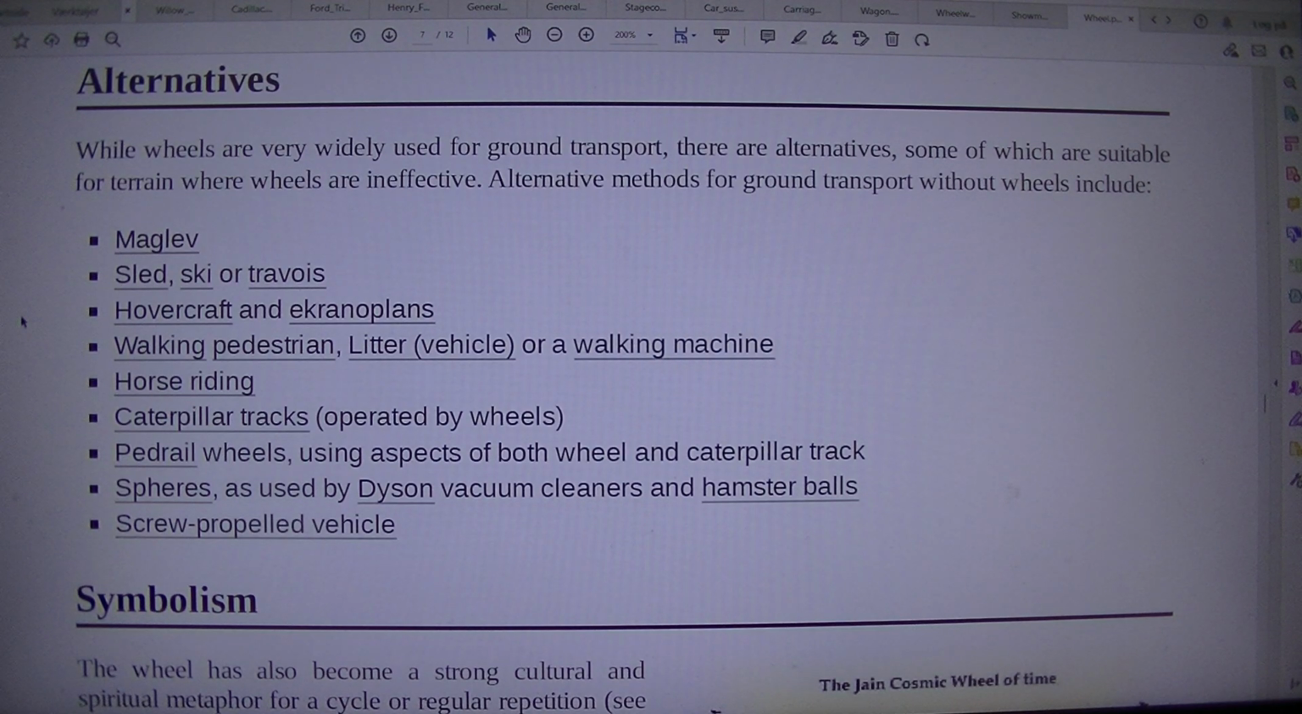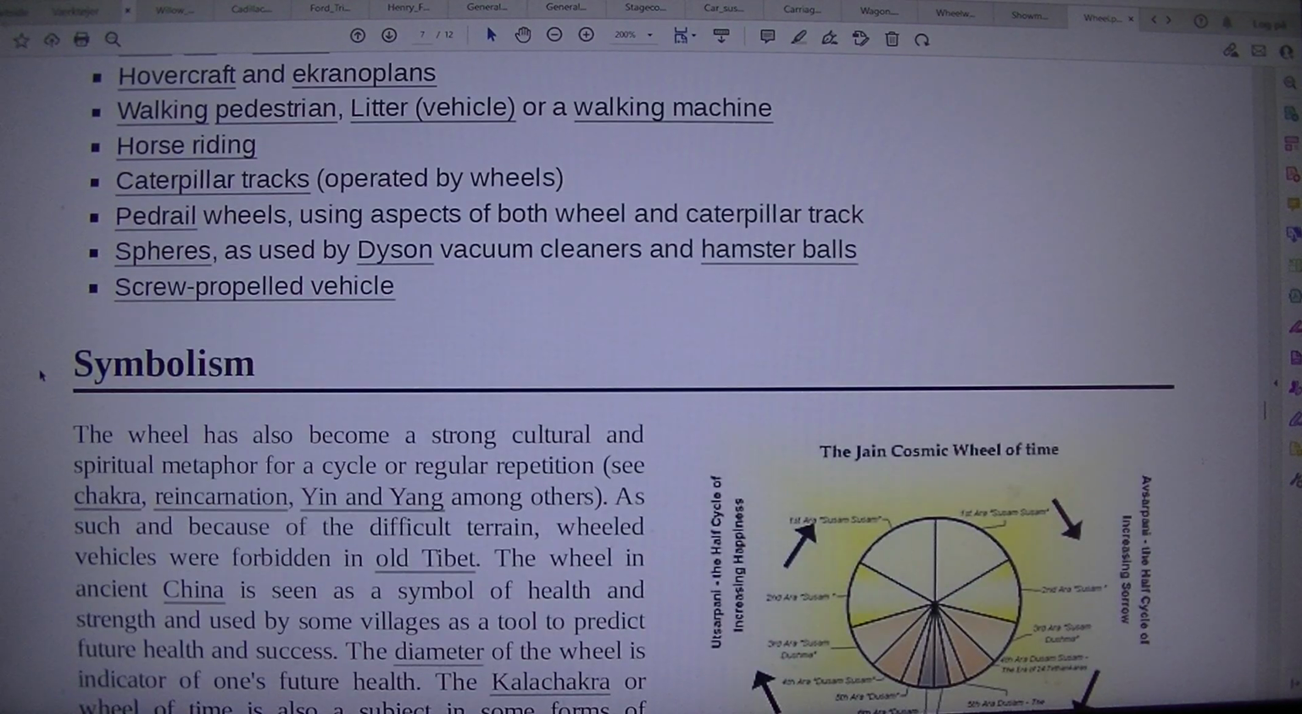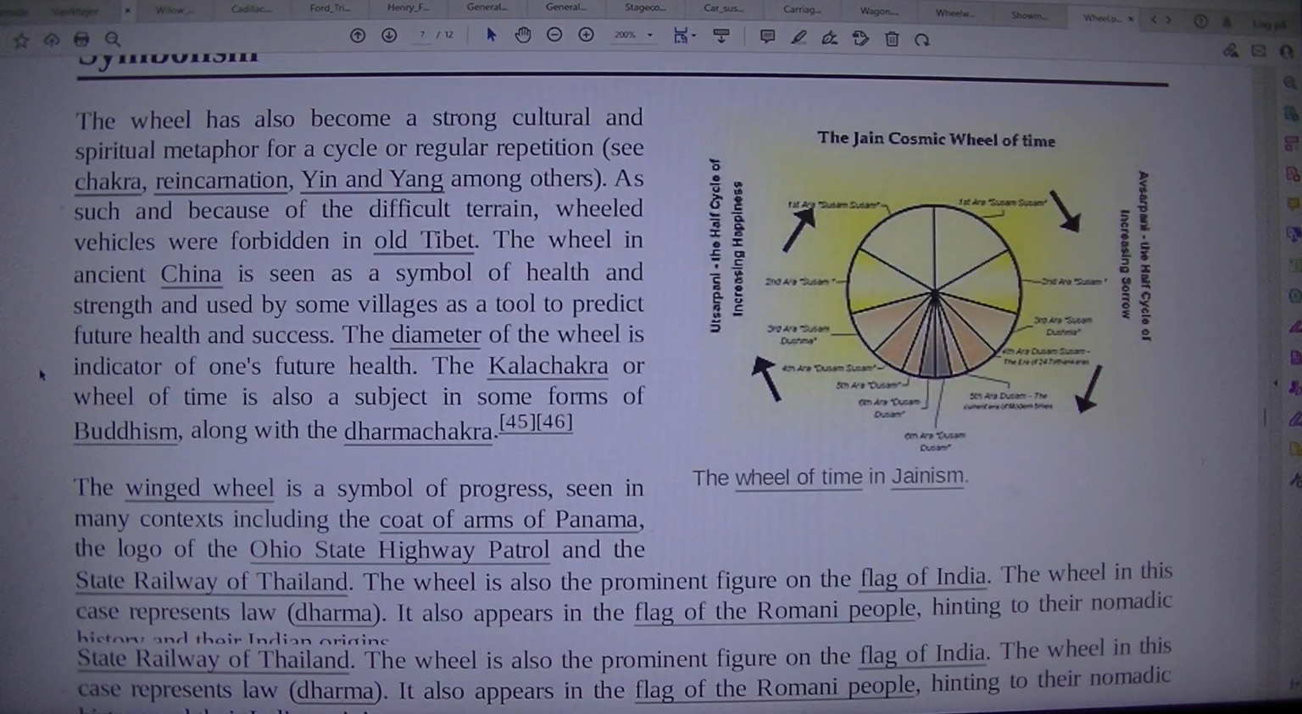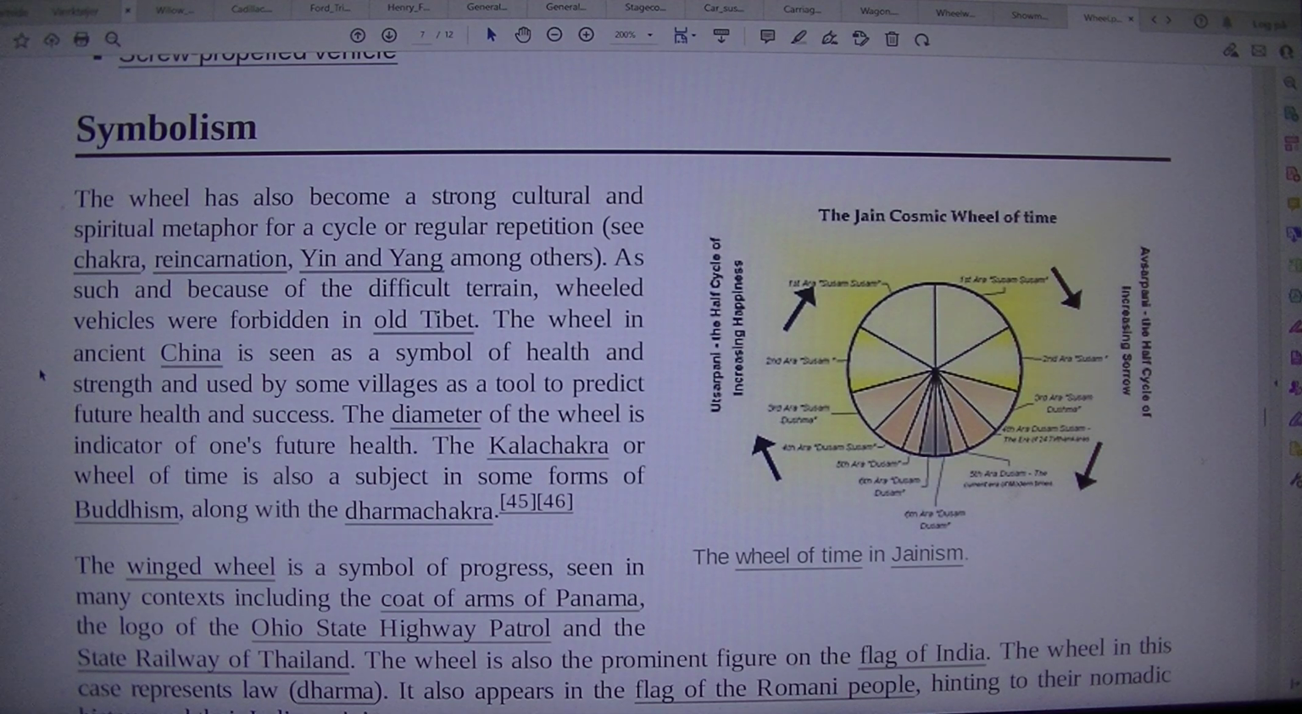Symbolism. The Wheel of Time in Jainism. The wheel has also become a strong cultural and spiritual metaphor for a cycle or regular repetition, see chakra, reincarnation, yin and yang among others. As such, and because of the difficult terrain, wheeled vehicles were forbidden in old Tibet.